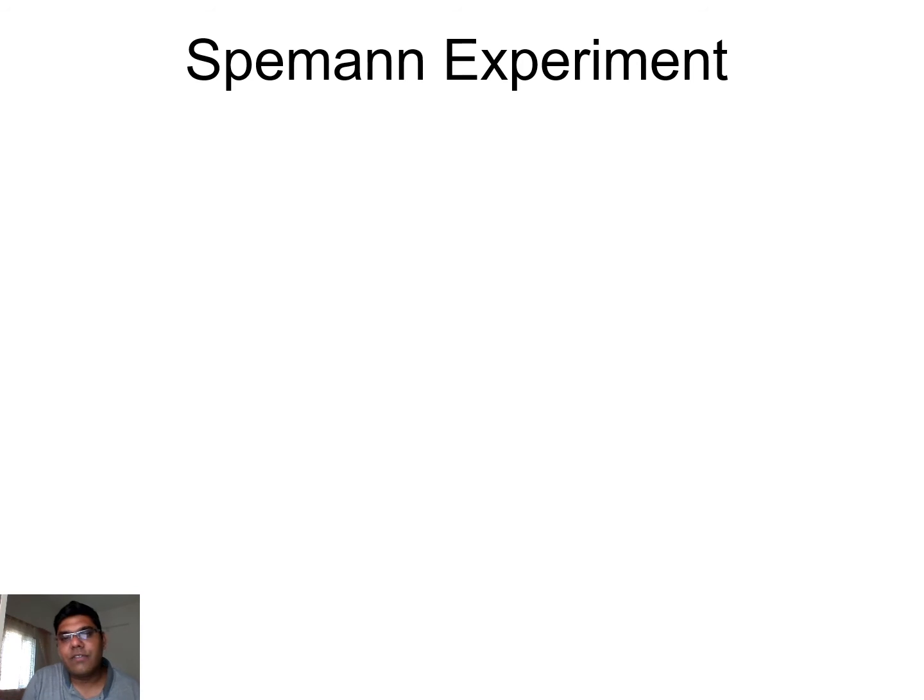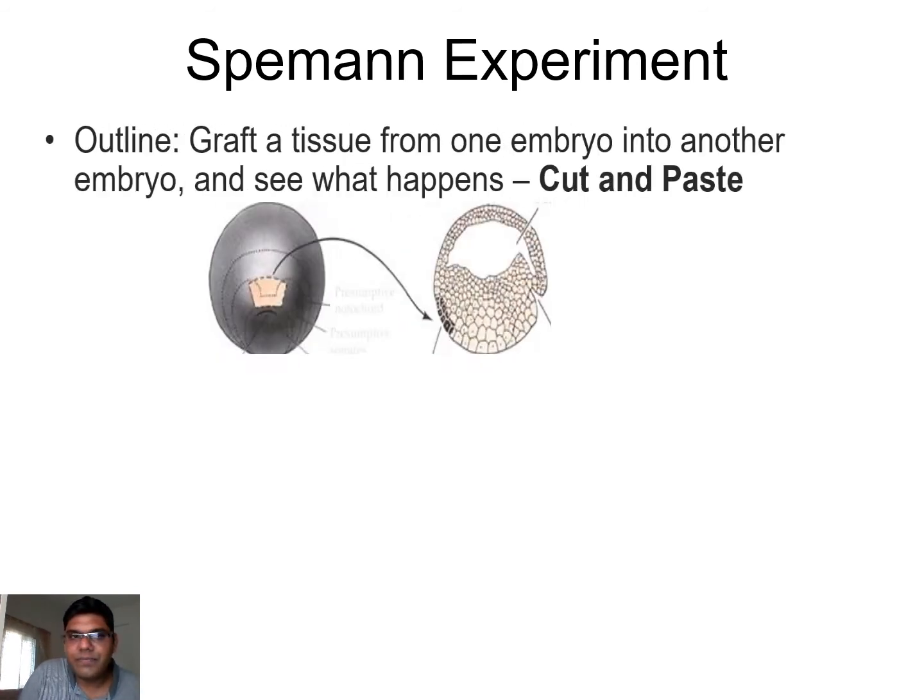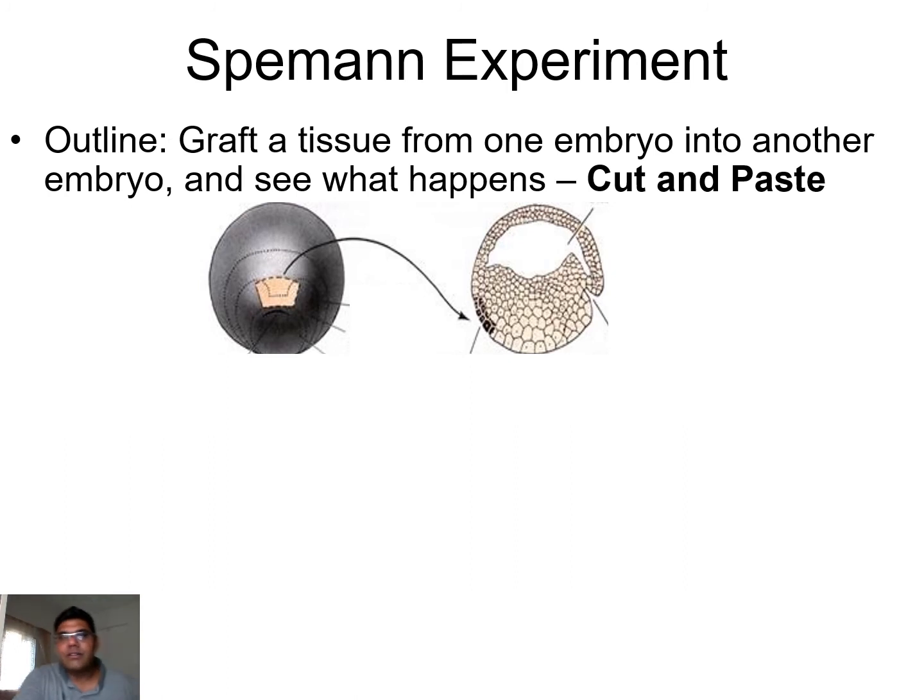But there was a landmark experiment by Spemann, which showed that if we graft a tissue from one embryo to another embryo, what happens? His revolutionary idea was based upon a cut and paste method.